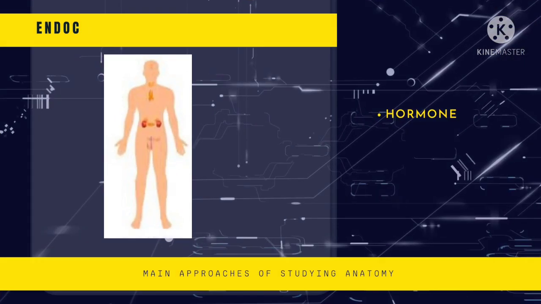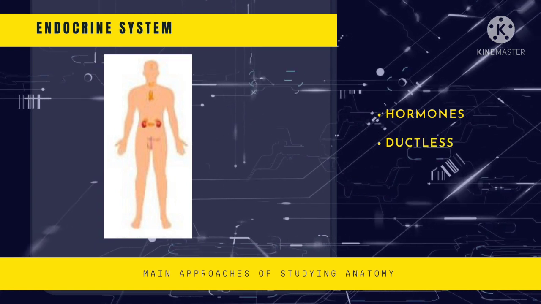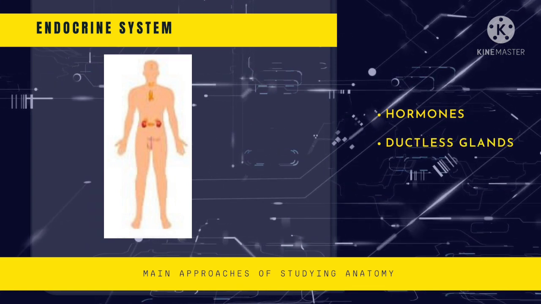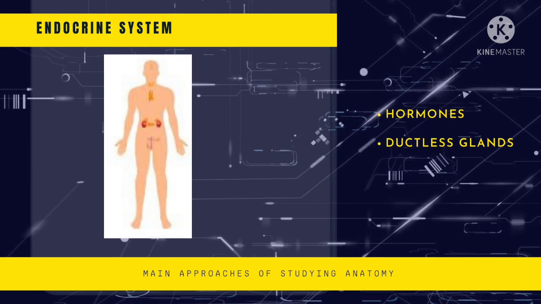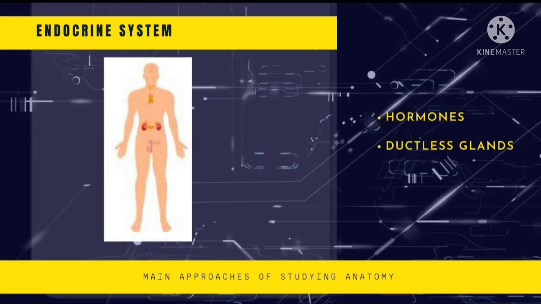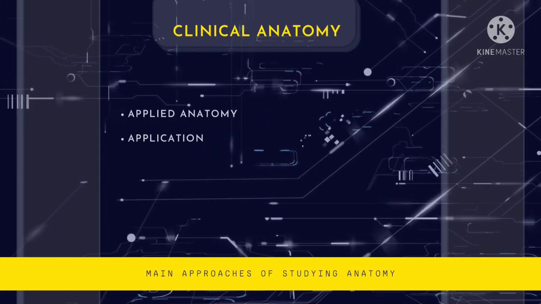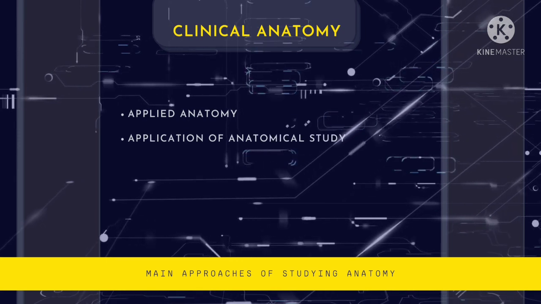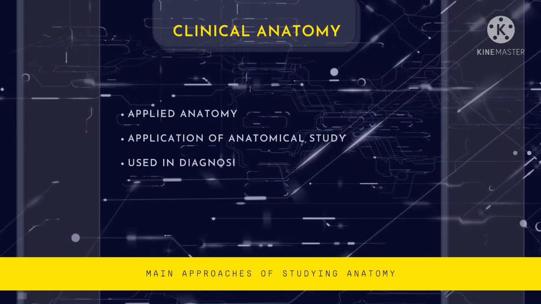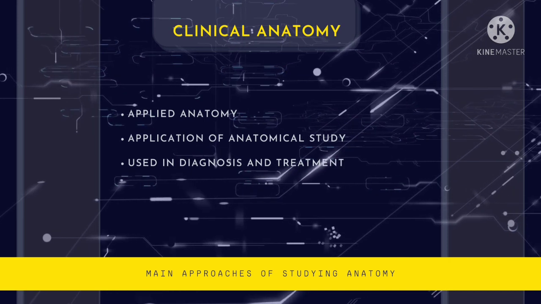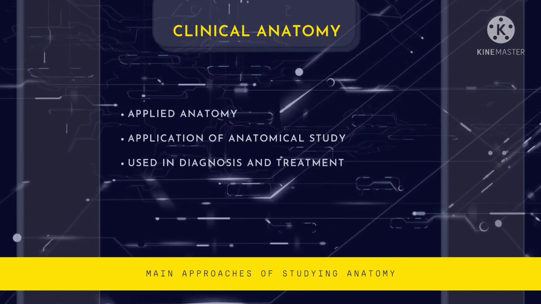Endocrine system. It consists of a number of glands that secrete chemicals known as hormones into the blood. Endocrine glands are ductless glands, meaning their secretions are directly poured into the bloodstream. Now the last approach of studying anatomy is clinical anatomy, which emphasizes application of anatomical knowledge to the practice of medicine. It incorporates the regional and systematic approaches to studying anatomy and stresses clinical application.